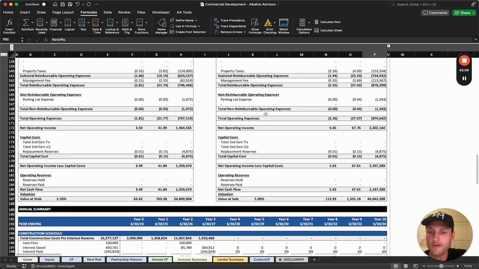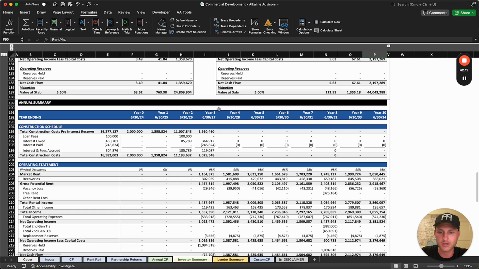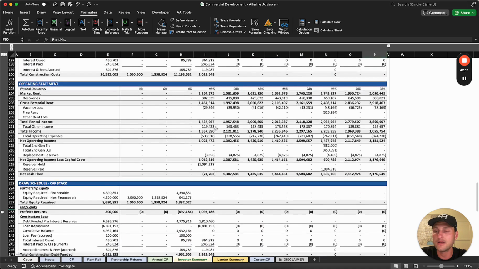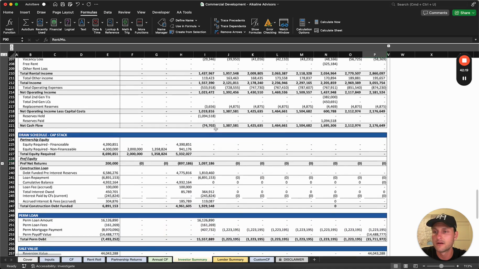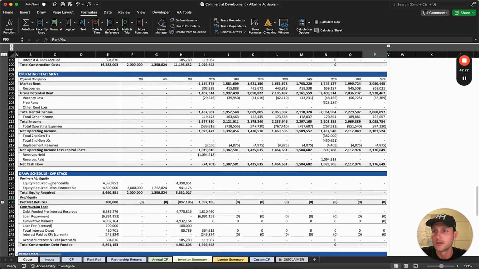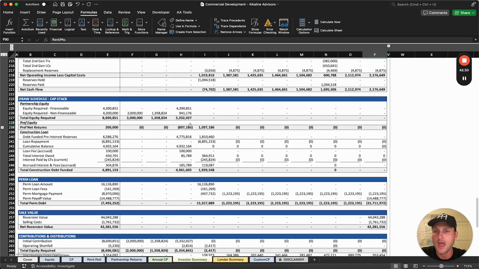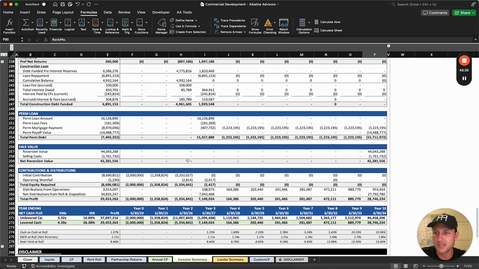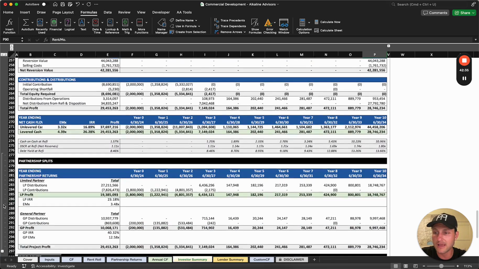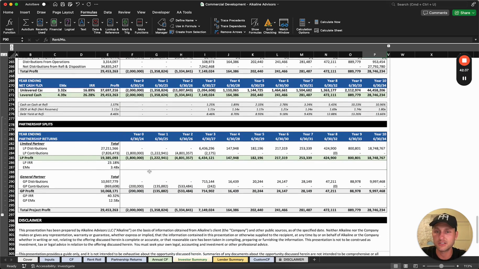Then underneath, you have the annual summary, consolidated version of the annual cash flow summary down on the tab over here. And then you have your draw schedule. So the draw schedule is pulling from the capital stack. You can see everything here. And then finally, you have the perm loan, sale value, contributions, distributions. And then if you'd like, you can see the partnership split. So this is the GPLP section. You can see annualized what that looks like from a waterfall perspective.